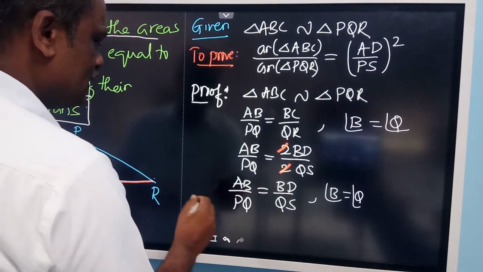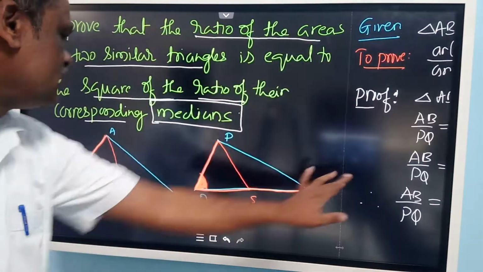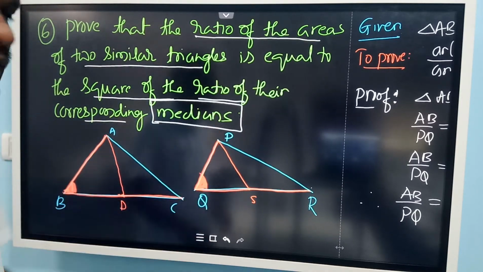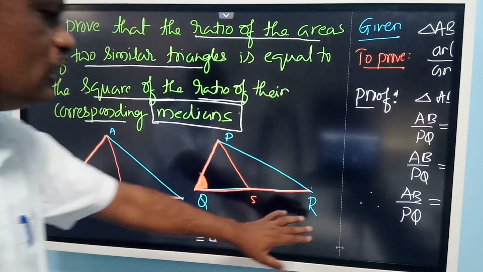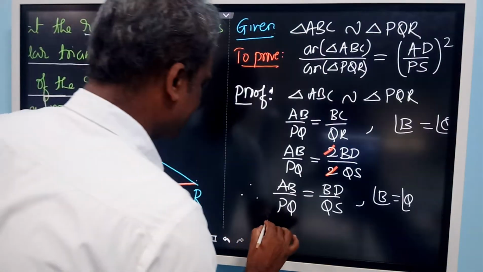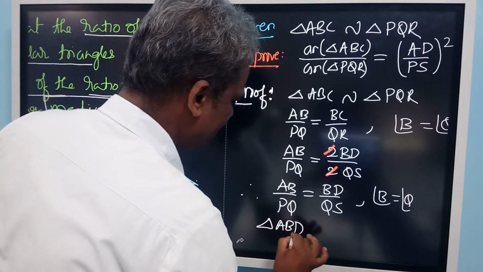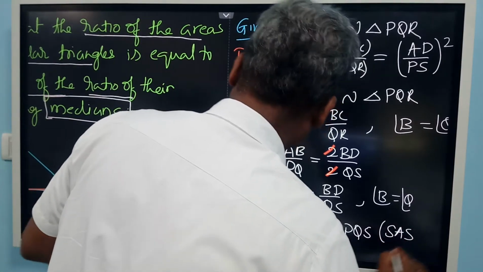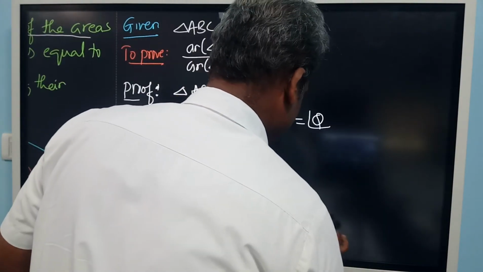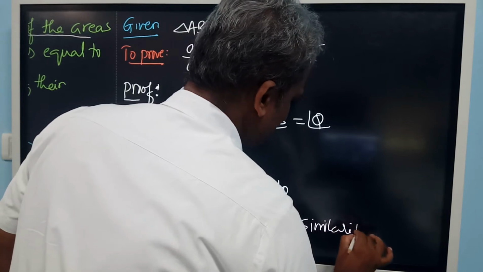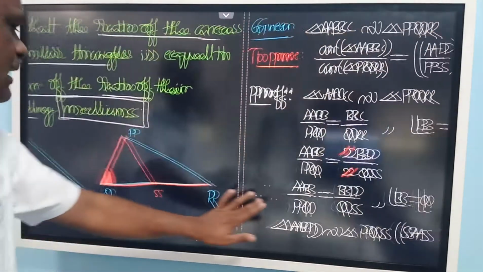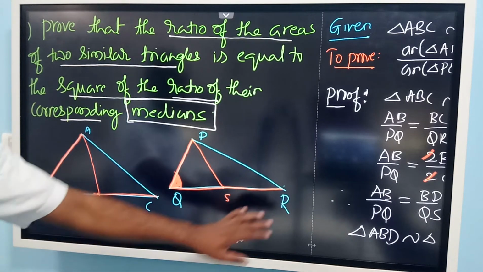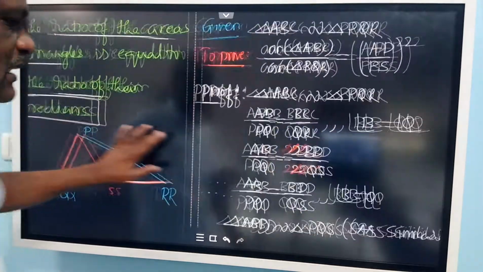So from this, look, two sides of triangle ABD are proportional to two sides of triangle PQS, and angle B is equal to angle Q. By SAS similarity, I can write triangle ABD is similar to triangle PQS. So by SAS similarity, both the triangles are similar. If these two triangles are similar, I can write the corresponding sides are proportional. So we will write the corresponding sides of these two triangles.